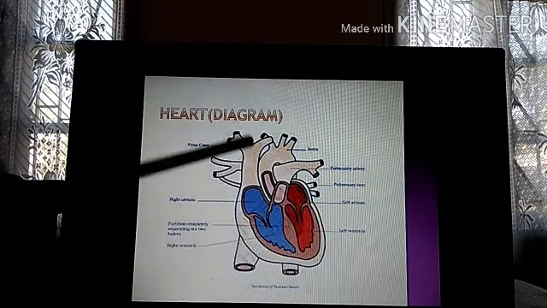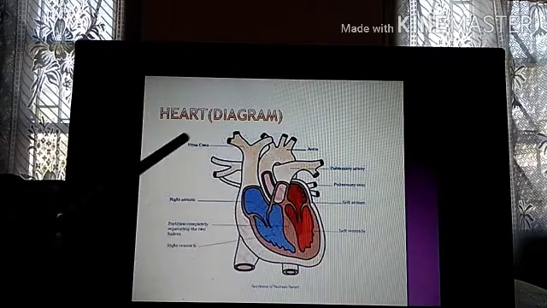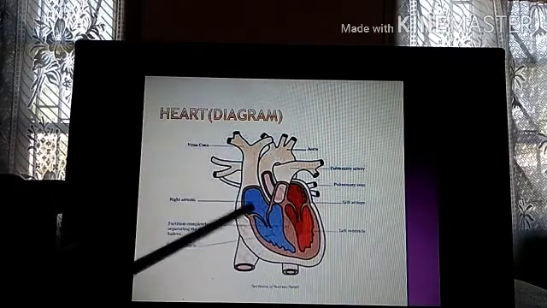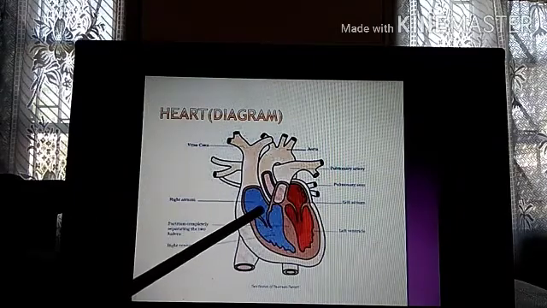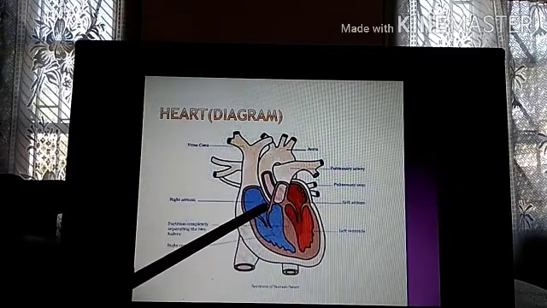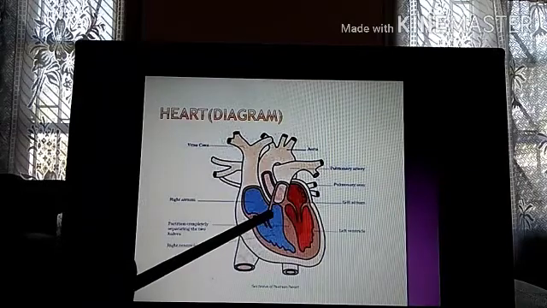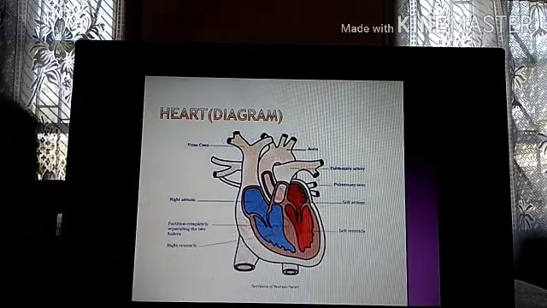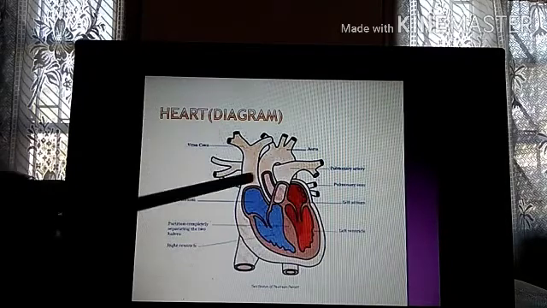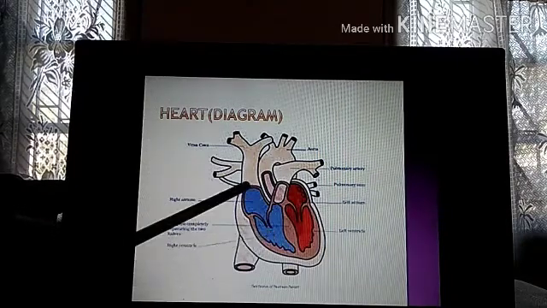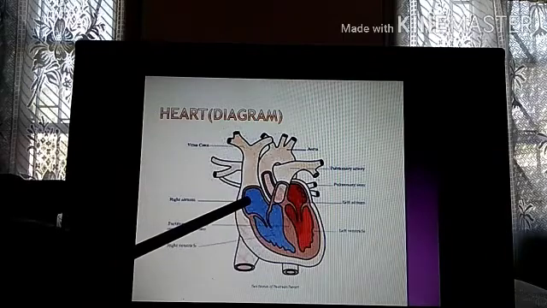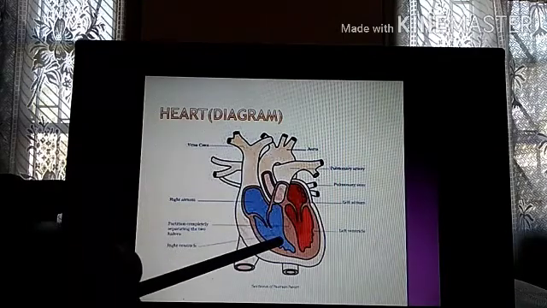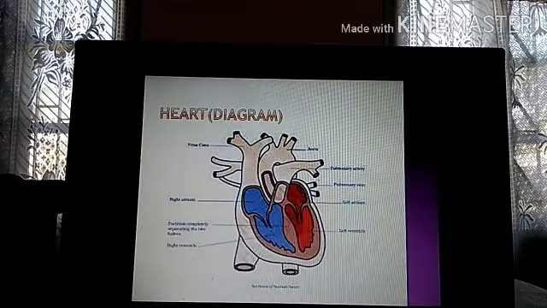Now, how will impure blood enter the right side? The impure blood from different parts of the body will be carried into the right auricle. So, from the right auricle, the impure blood will go to the left auricle, I mean the right ventricle. Okay, so from the right auricle or right atrium, the impure blood will go to the right ventricle.